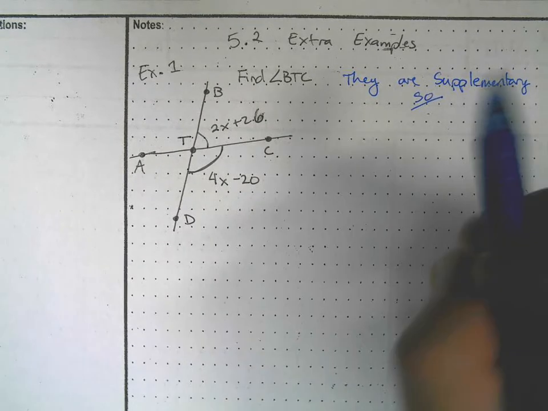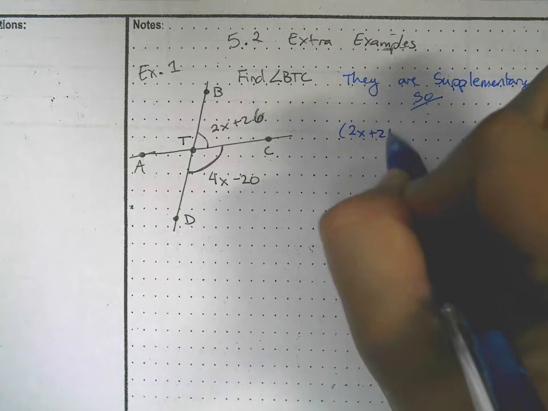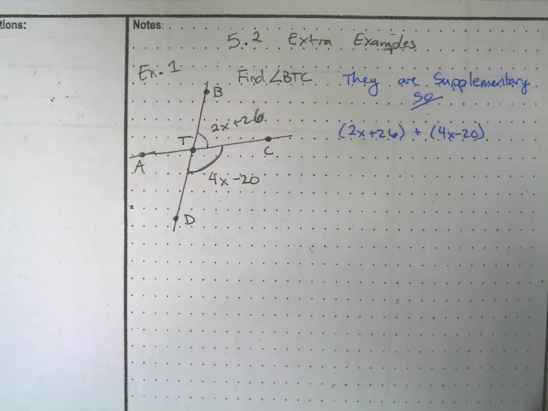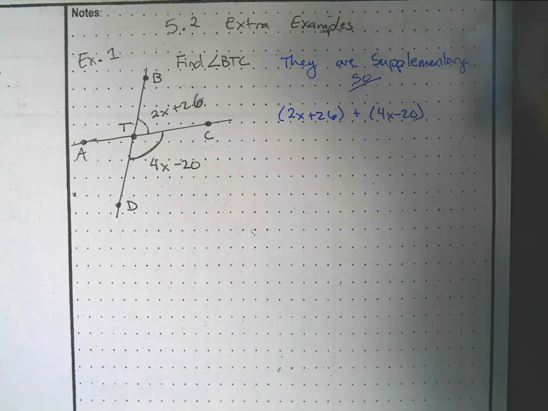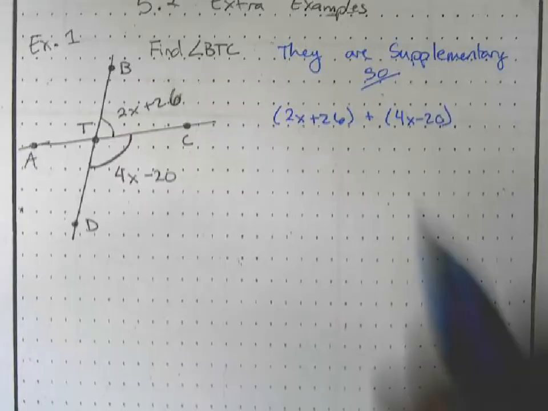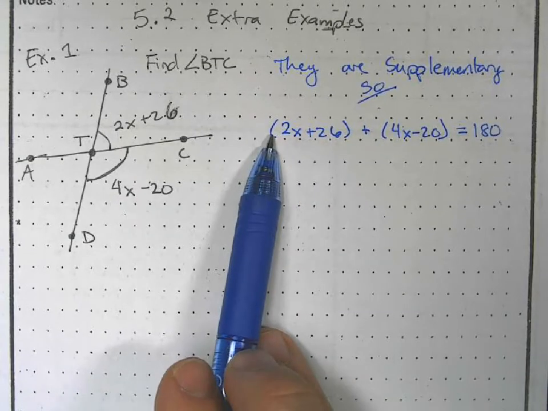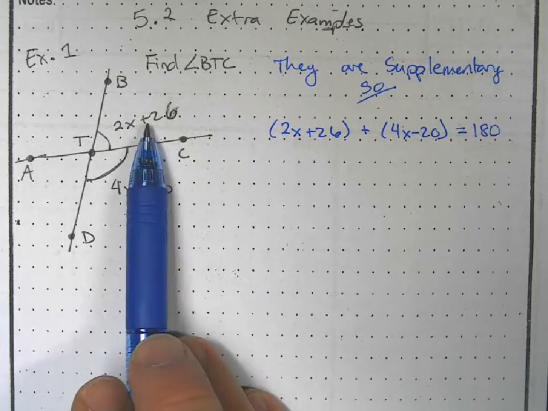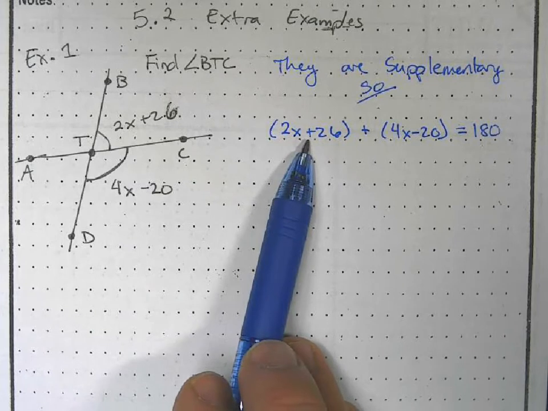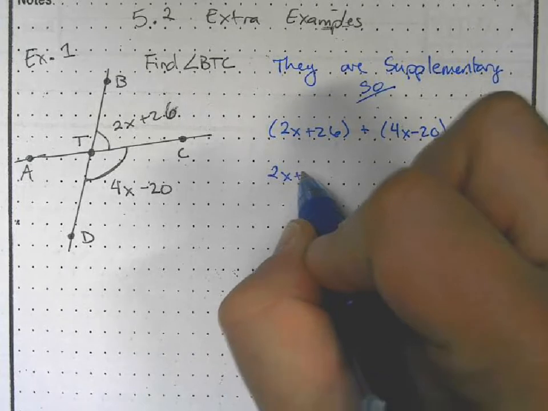Okay, so they are supplementary. So we can add them together. I just like to put the parentheses so I can see the two different angles. And supplementary, when we add them together, it will equal 180. So again, I only use these parentheses to help me identify my two angles. So here's angle 1, here's angle 2. So now we can drop our parentheses and solve.